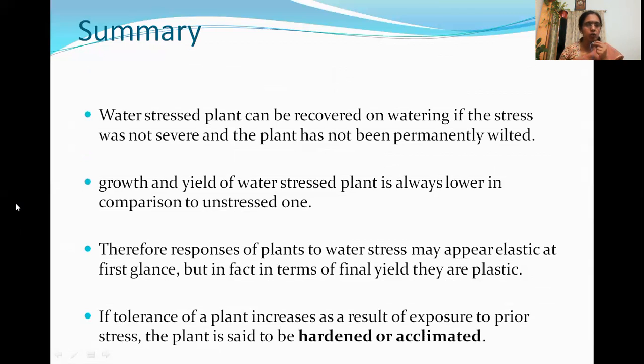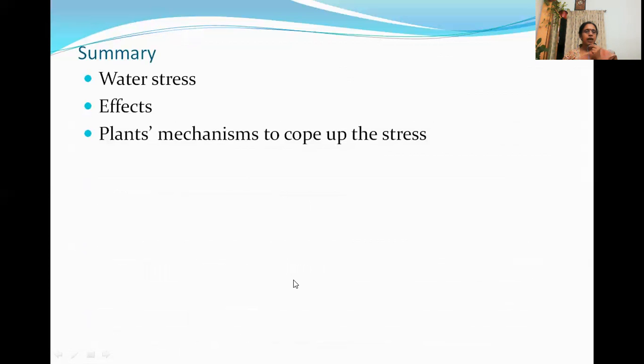So let us summarize the whole thing that we have discussed. Water stressed plant can be recovered on watering if the stress was not severe and the plant has not been permanently wilted. Growth and yield of water stressed plant is always lower in comparison to unstressed one. Therefore, responses of plants to water stress may appear elastic at first glance, but in fact, in terms of final yield, they are plastic. If tolerance of a plant increases as a result of exposure to prior stress, the plant is said to be hardened or acclimated.